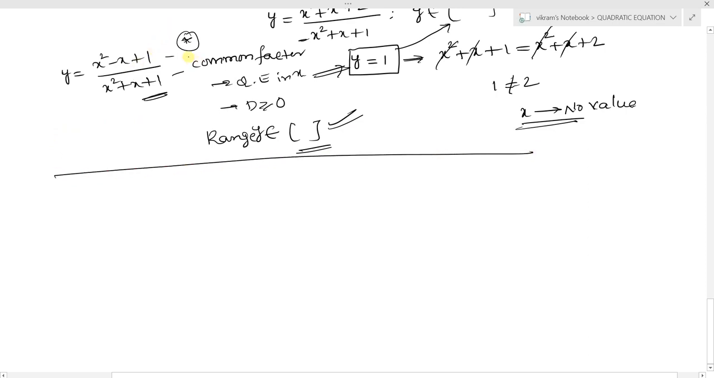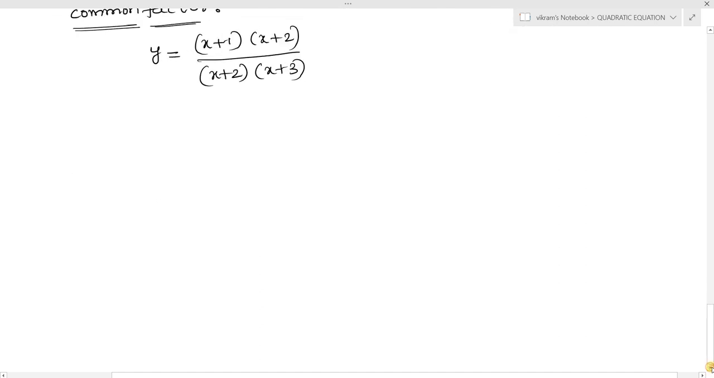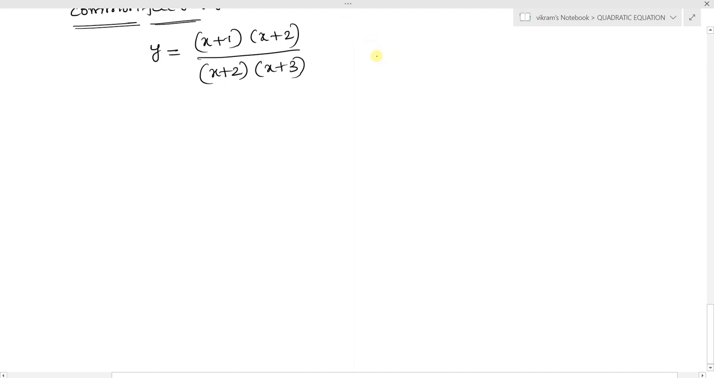This procedure is for functions that do not have a common factor. If the given function has a common factor, how do we find its range? Now I am considering y equals x plus 1 times x plus 2 in the numerator, and in the denominator we have x plus 2 into x plus 3. This is the question we have, and it has a common factor.